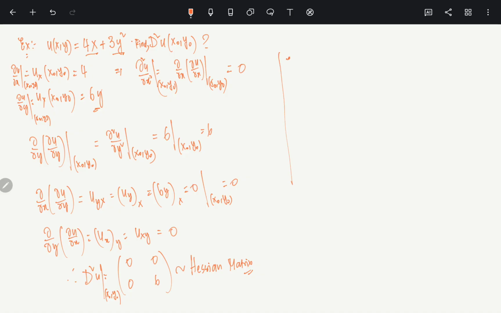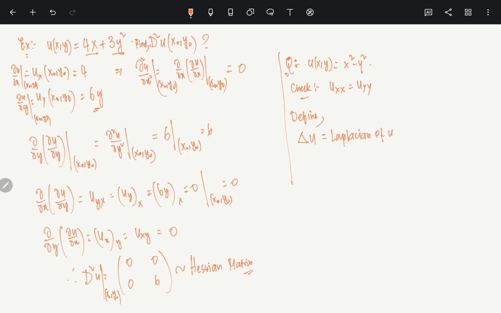Let's look at another example. I will put a question here. Let u(x,y) be x squared minus y squared. Now check whether u_xx equals u_yy or not. So such a map. We will define a new operator, which we call the Laplace of u. This is called the Laplacian of u.